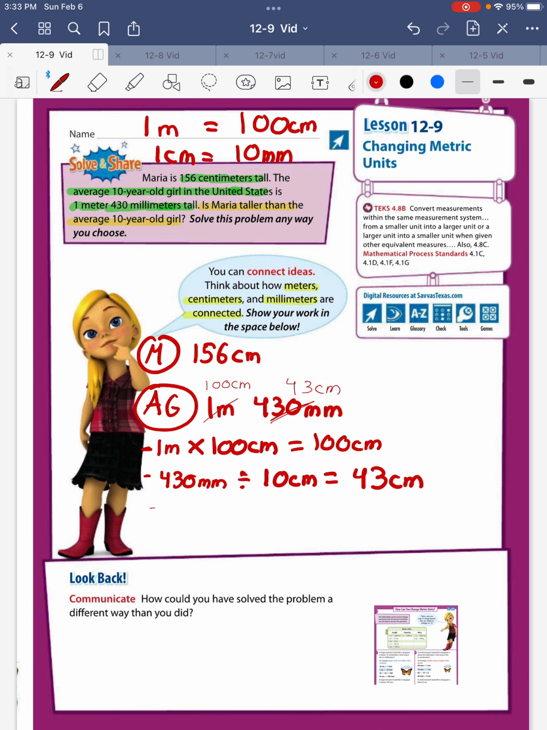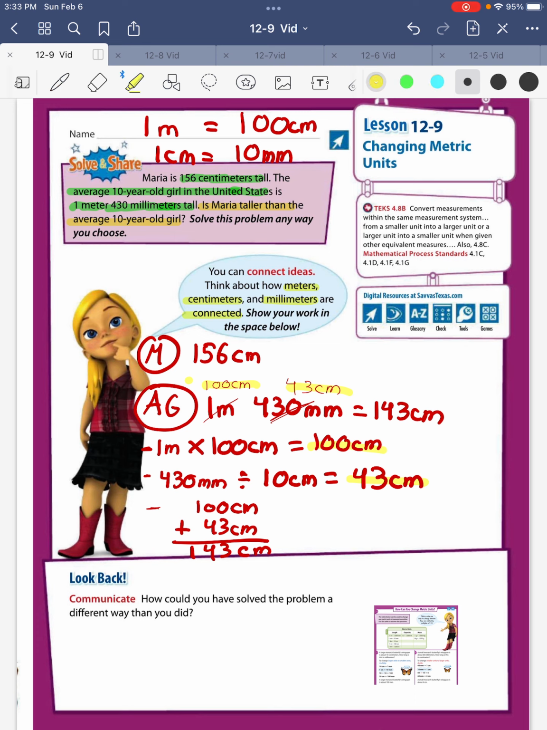Okay, so my last step is I'm going to add 100 centimeters. So I'm just adding these two, okay? So 100 centimeters plus 43 centimeters, because I need to get what the average girl equals in centimeters, okay? My 3 goes down, my 4 goes down, my 1 goes down, okay? So I know that the average girl equals 143 centimeters, okay?